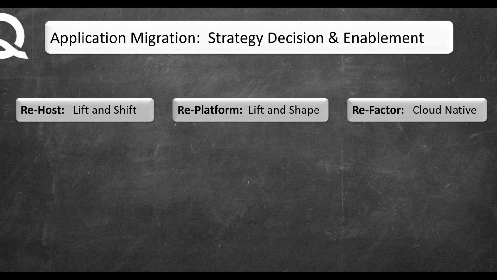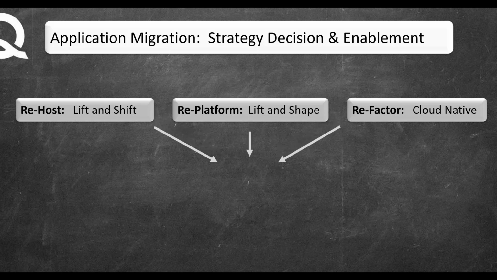What we've outlined here in this slide is 3 prevalent strategies: the rehosting, which is commonly referred to as lifting and shifting an application, a replatforming, where you're lifting and reshaping some of the nodes, and then the refactor, where you're actually looking to create the application from scratch and make it cloud native.